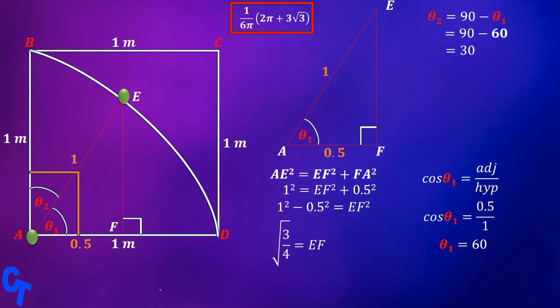So now what we need to do is find the area of the triangle AFE. The area of the triangle AFE is half of base times height. And what is the base? The base is 0.5, and the height, we have calculated it, is root 3 over 4. Okay, so let's simplify that. If we do, we're going to get root 3 over 8.